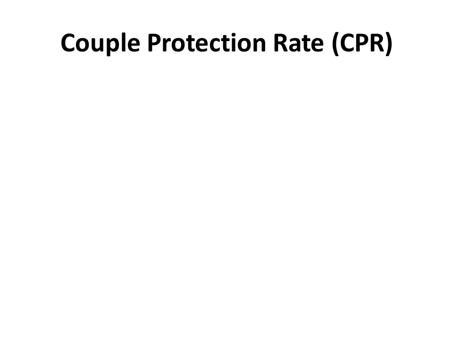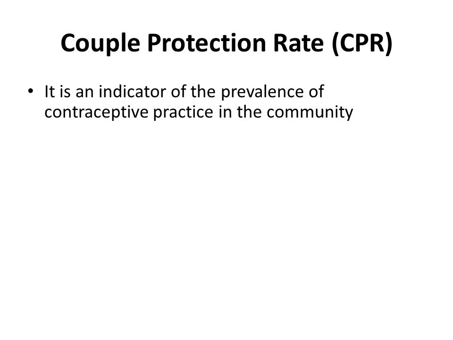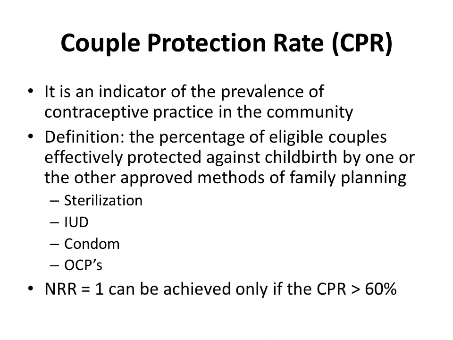Couple protection rate is an indicator of the prevalence of contraceptive practice in the community, as the name indicates. Couple protection rate is defined as the percentage of eligible couples who are effectively protected against childbirth by one or the other approved methods of family planning. The approved methods of family planning include sterilization, that is vasectomy, tubectomy, intrauterine device, condom, oral contraceptive pills. It is said that only when the couple protection rate is more than 60%, an NRR of 1 can be achieved.